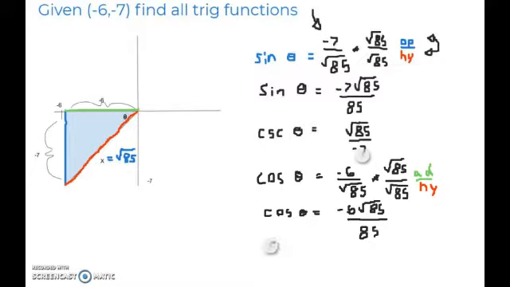And then in order to get the reciprocal function, the secant of theta, you'd swap the hypotenuse with the adjacent, and make sure to use the original one, this one, when doing this. So it'd be the square root of 85 over -6.